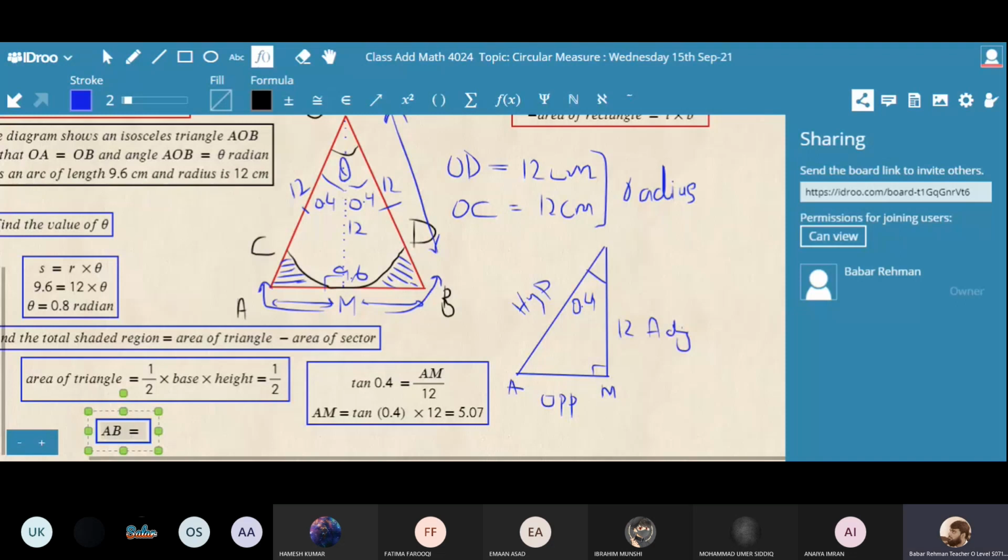And when I divided, it becomes a half. Base becomes half because of isosceles triangle. This is an isosceles triangle. That is why it has become half of that. So I need AB. What is AB now, total? If you multiply 5.07 by 2, what will be the answer? 10.14. Now, student, apply and tell me the area of triangle. Hurry up.